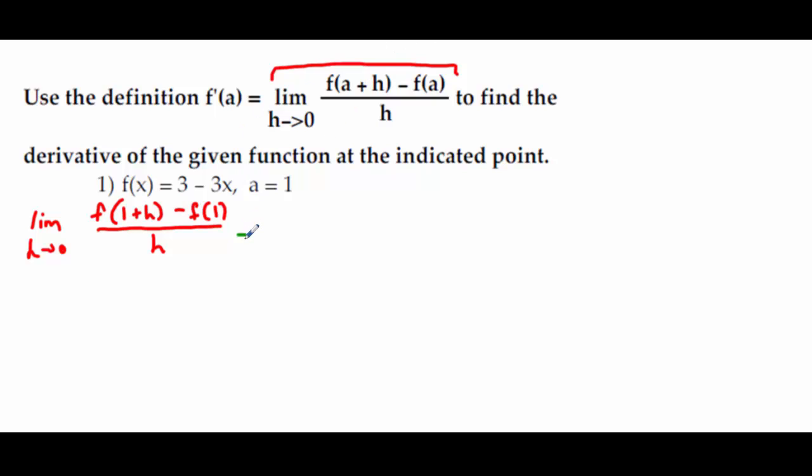The next step is that we need to actually figure out what f of 1 plus h and f of 1 are. And so to do that, we put 1 plus h where x is, and then we put 1 where x is. So this is still the limit. If I plug in 1 plus h for x, I have 3 minus 3 times 1 plus h, minus what I get when I plug in a 1 here. And so it's easier actually if you go ahead and work that out some other place and then just put the number here. So 3 minus 3 times 1 gives us 0.